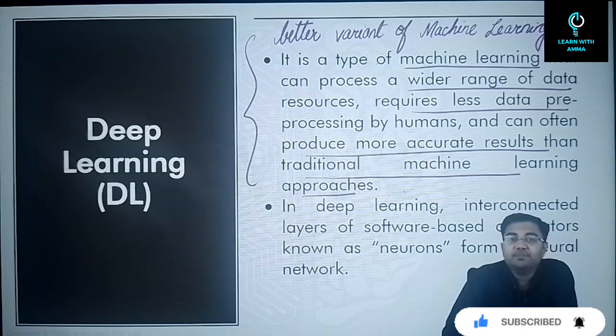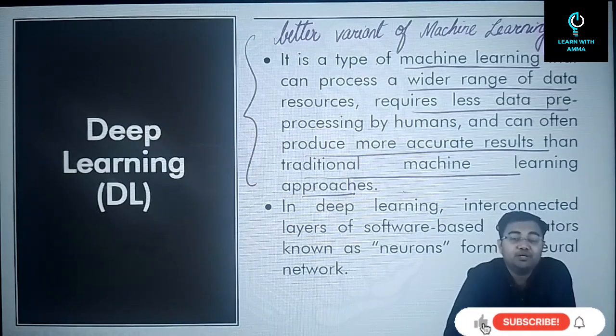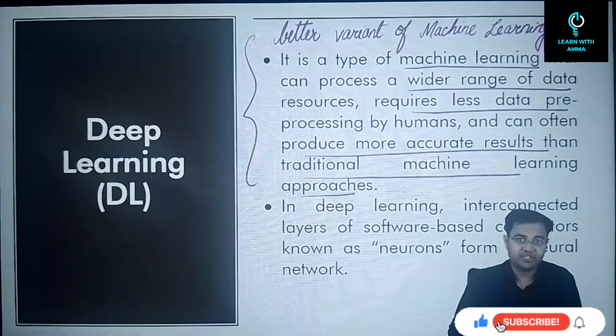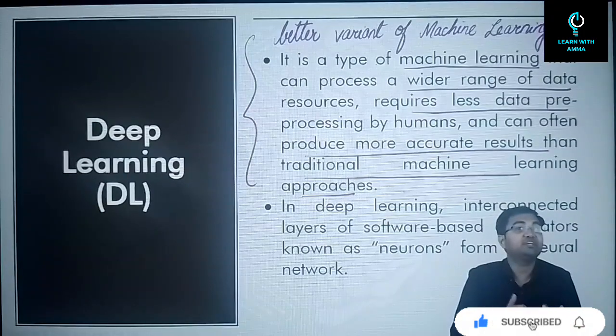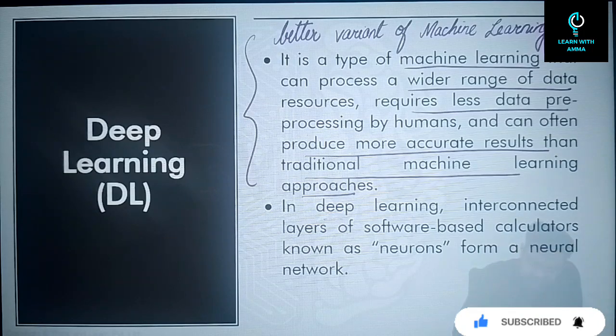Now, another key concept in artificial intelligence is neural networks. And how neural networks work is also very essential to understand the whole working of artificial intelligence and the various application areas that we have with regards to artificial intelligence. So, as you can see here, in deep learning, interconnected layers of software-based calculators known as neurons form neural network. So, what do we mean by this neural network? Let's try to understand this.